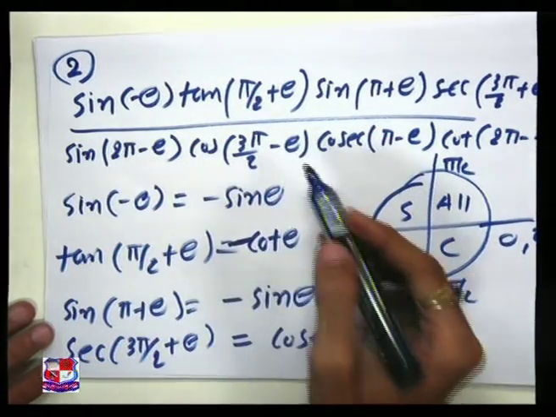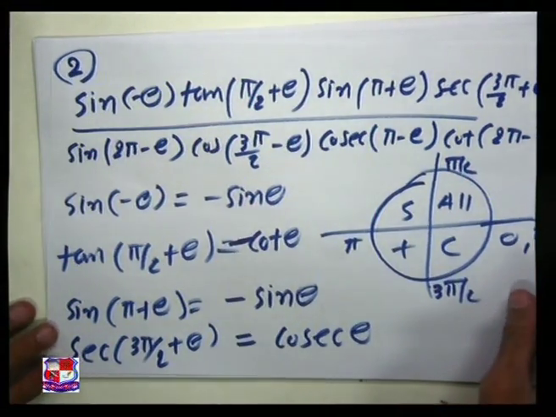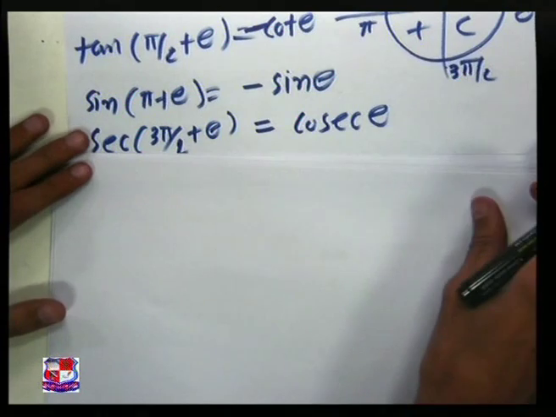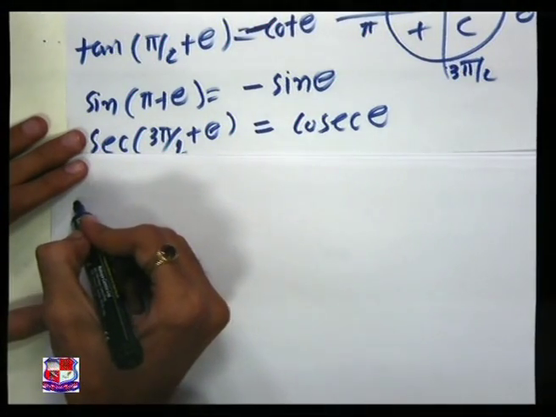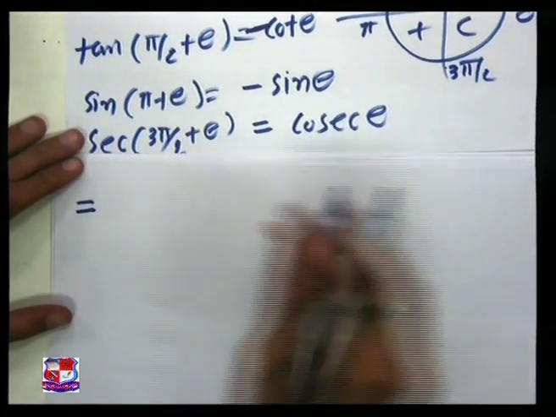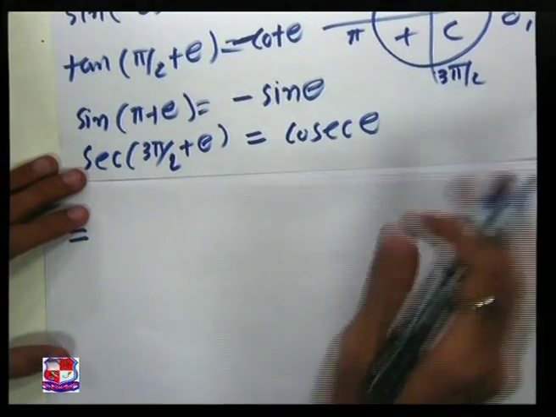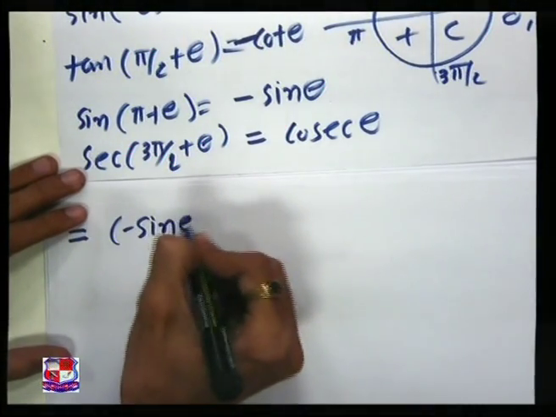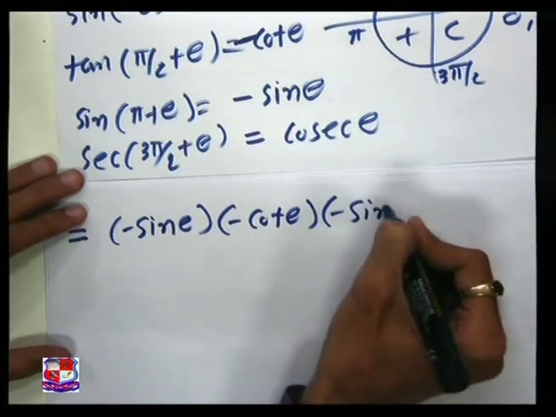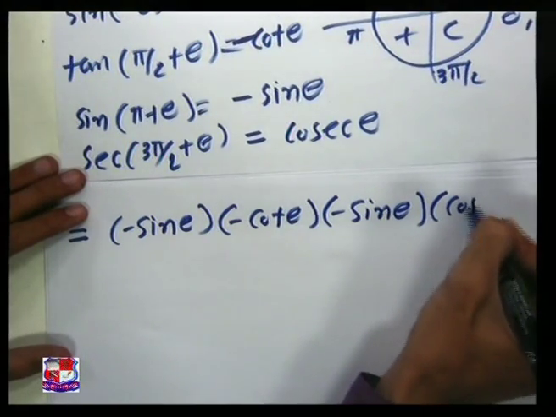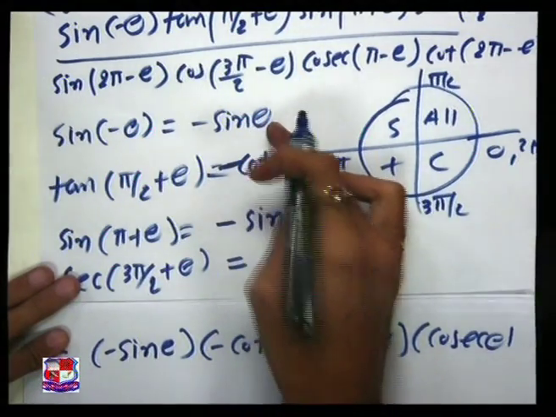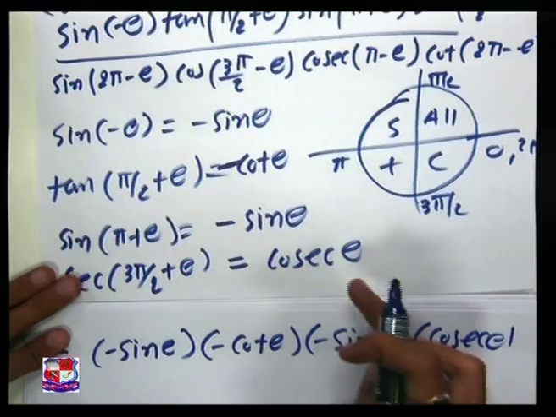Now for the denominator side, in the same way we will get the answers. Okay, so here I will get this one equal to, I am directly writing the answers of those functions using the unit circle. So here I will get minus sine theta into minus cot theta into minus sine theta into cosec theta. This is the answer of all four functions on the numerator side. This is minus sine theta, minus cot theta, minus sine theta, and again cosec theta.